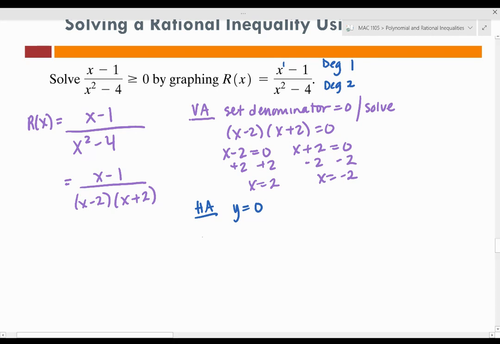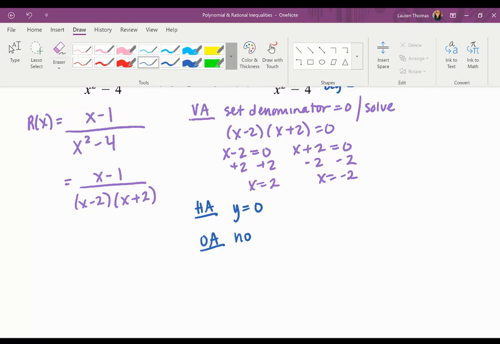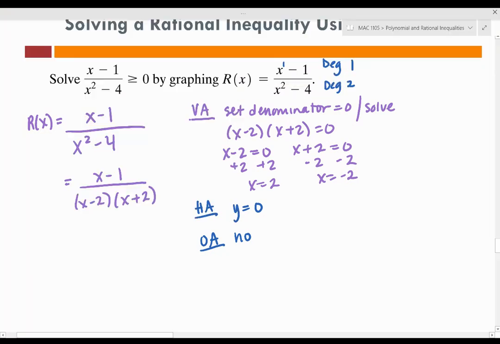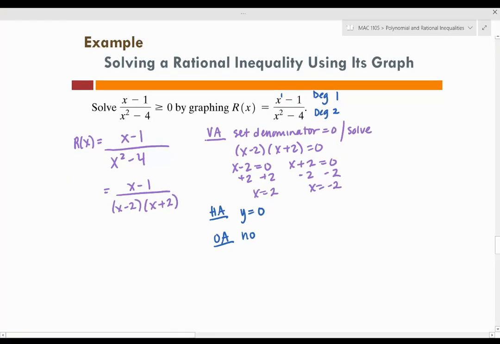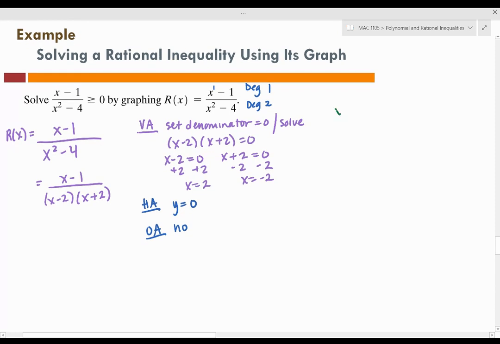Now, if they were to ask us, does this function have an oblique asymptote, we would tell them no, because it already has a horizontal asymptote, and remember, no HOS. You can't have both a horizontal and an oblique asymptote on the same graph. The next thing we're going to find are the intercepts. I'll find my x-intercepts first.